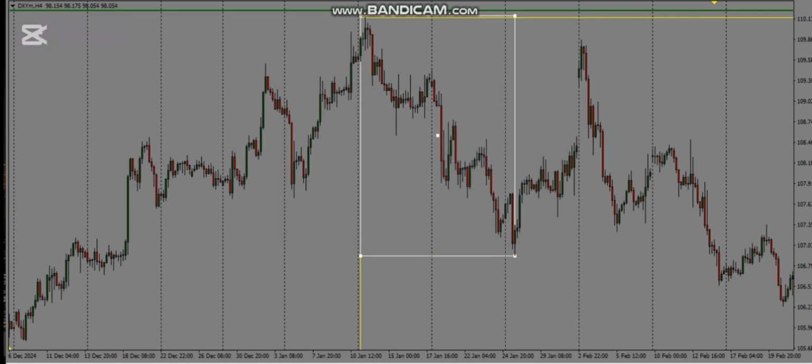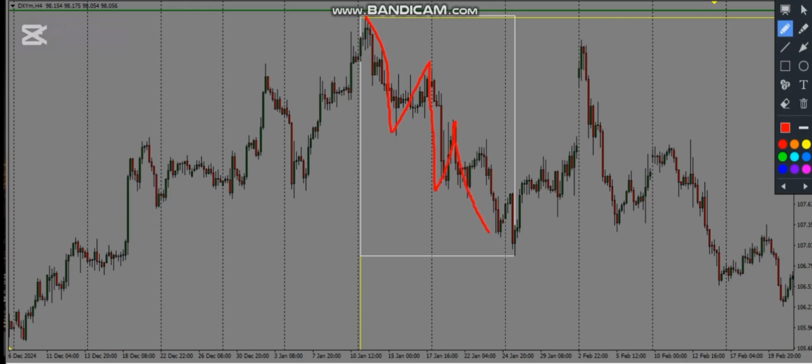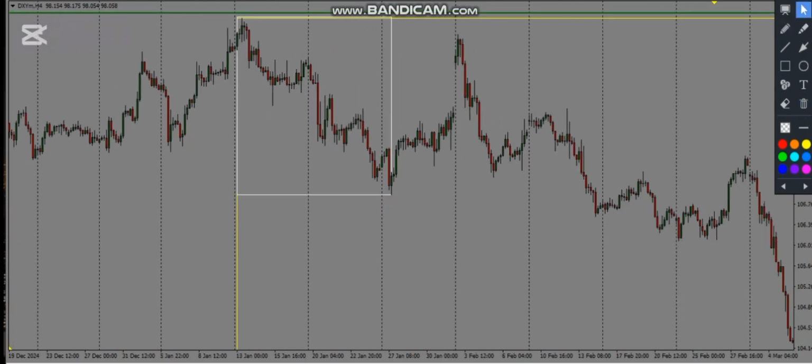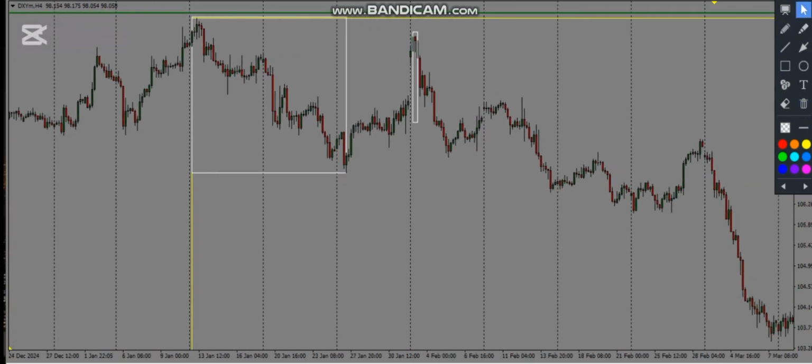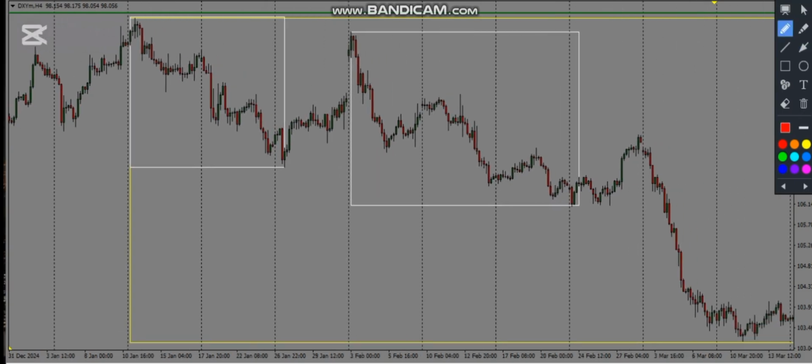As you can see, there are smaller drops in it: a first level of drop, a reset, a second drop, a reset, and a third drop. I will mark it like this: a first drop, a reset, a second drop, a reset, and a third drop. Now let's mark the other one: a first drop, a second drop, and a third drop. In this case, this is the first drop, a reset, a second drop, a reset, and a third drop. So this one is completed.